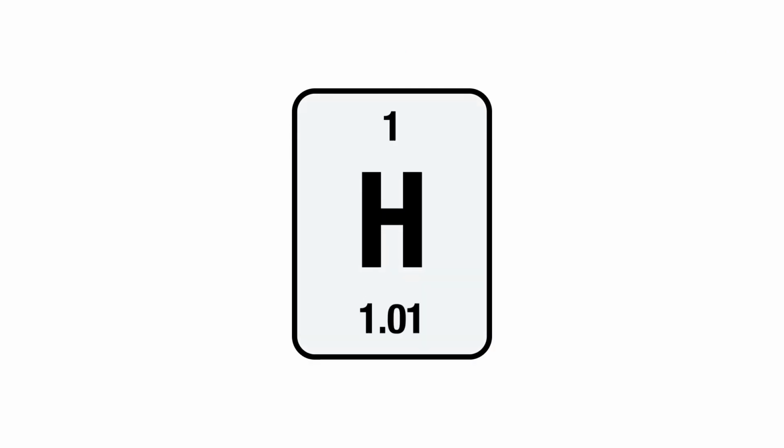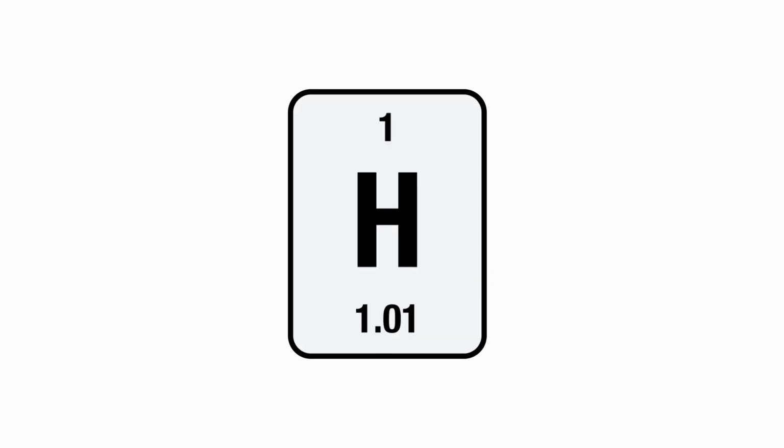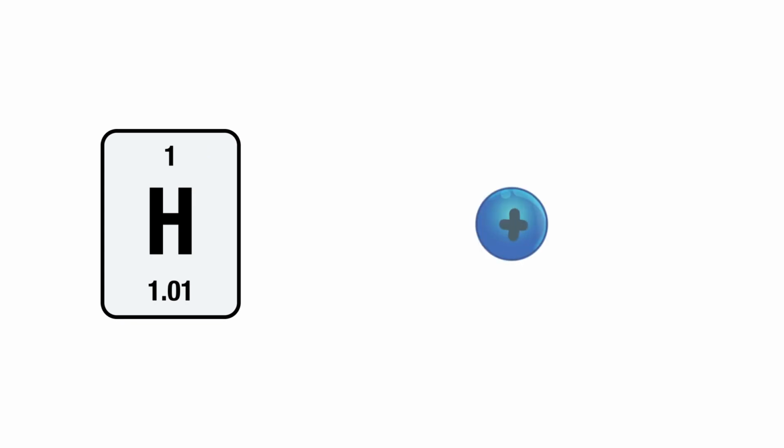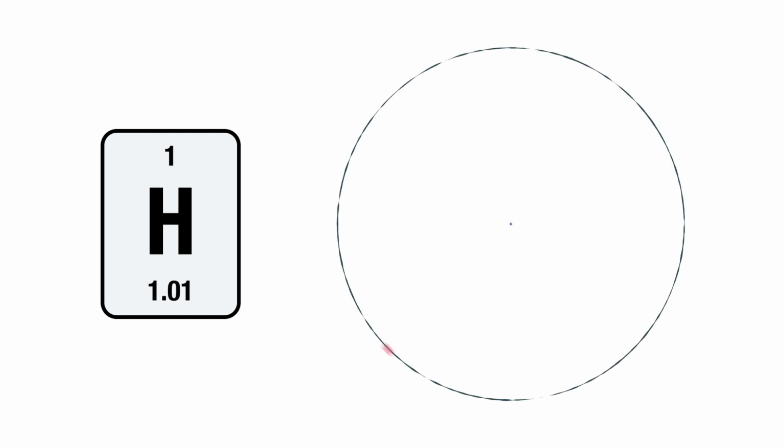Before we go into more detail about what an acid is, however, we need to quickly talk about the element hydrogen. As you can see here, hydrogen has an atomic number of 1, and so it has 1 proton. A neutral hydrogen atom, therefore, will also have 1 electron.